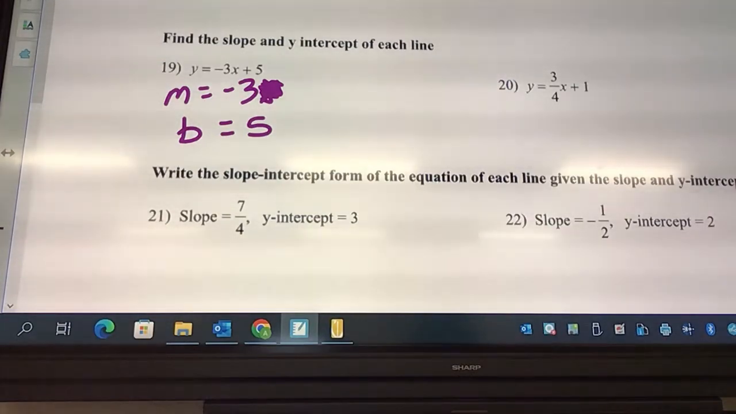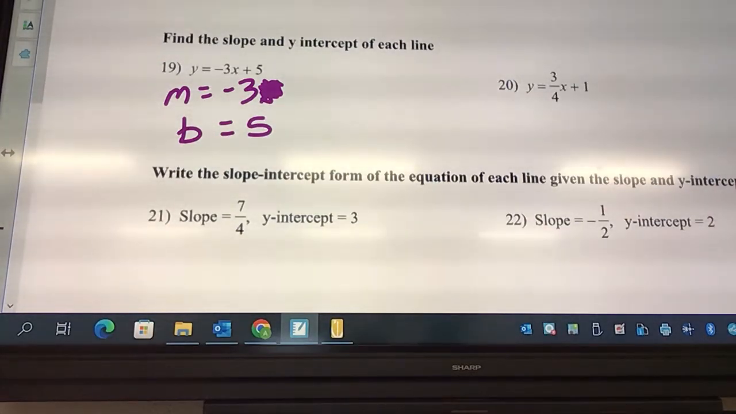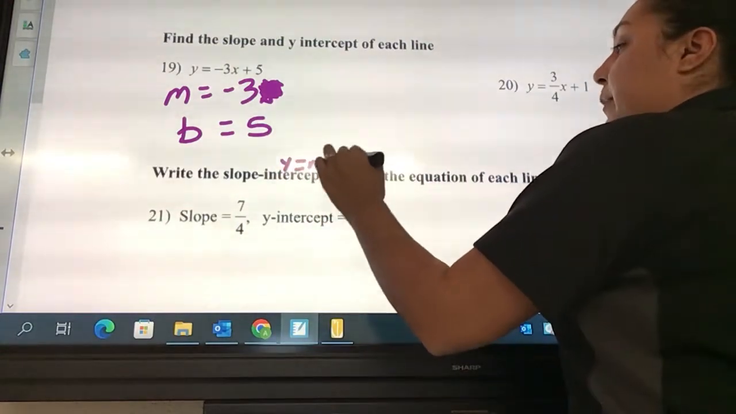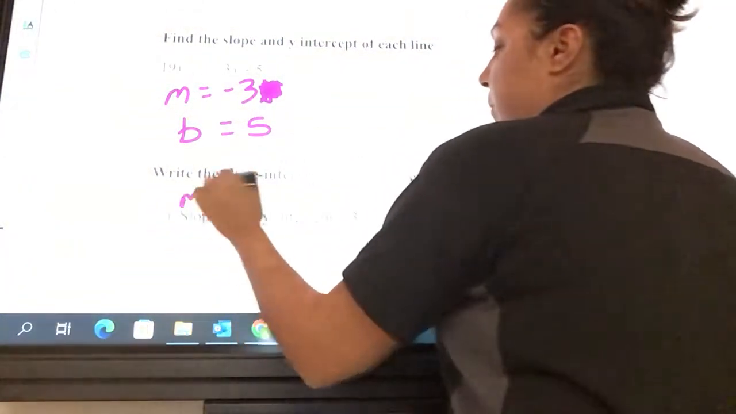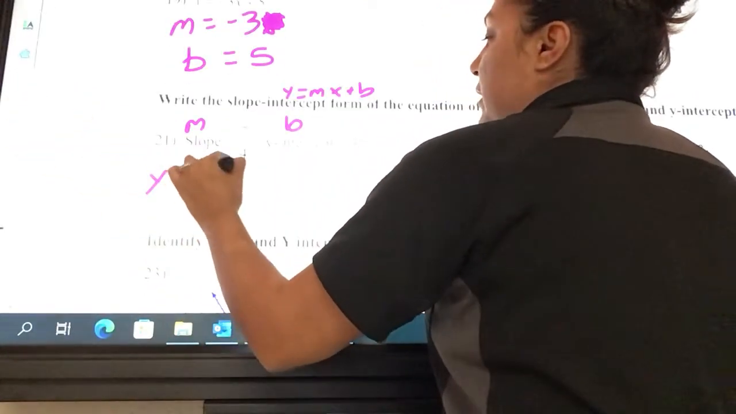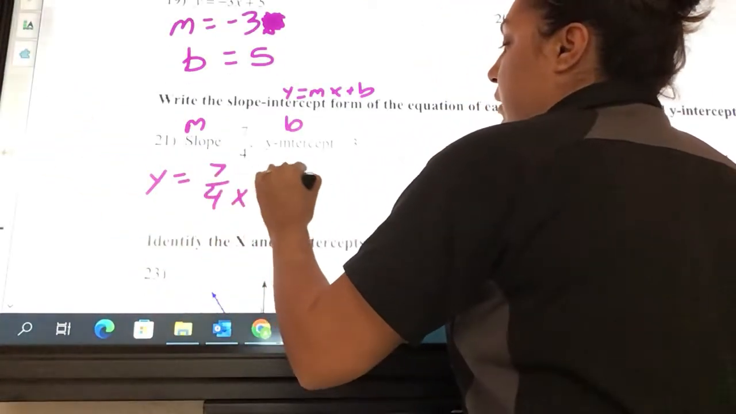Okay, the next one says write the slope-intercept form of the equation of a line. They gave us the slope and a y-intercept. What is slope-intercept form? y equals mx plus b. This is our m, this is our b. So we get y equals 7 over 4 x plus 3.